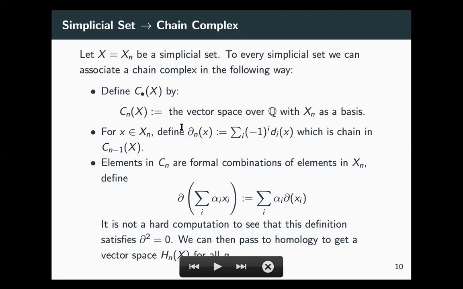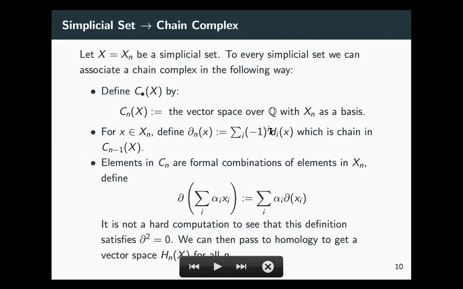Whenever we have a simplicial set, we can define a map. So if you remember, the only other piece of data I need to define a chain complex is a map connecting them for each n. This formula right here will do the trick. It's an easy computation to show that this satisfies partial squared equals 0. But you don't really need to remember it exactly. I'm going to do a few example computations, but it's not entirely necessary to have this memorized at the moment.